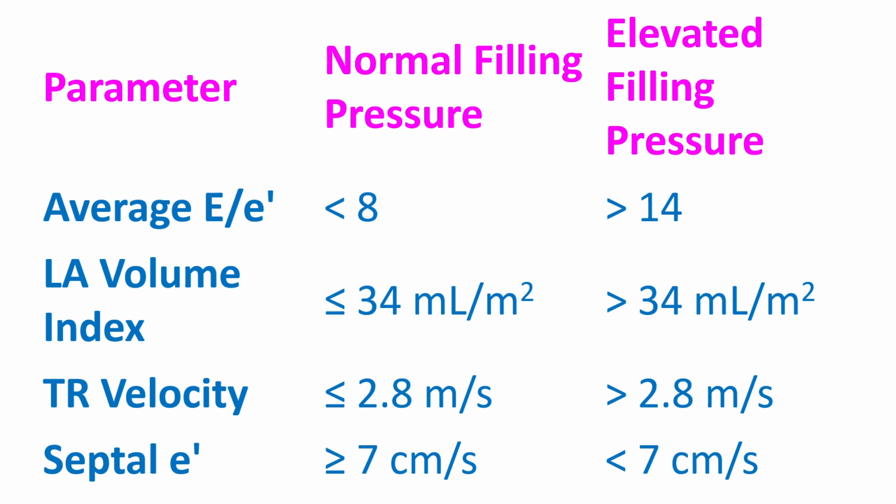TR velocity less than or equal to 2.8 meter per second is normal filling pressure, more than 2.8 meter per second, elevated filling pressure. Septal E prime more than or equal to 7 centimeter per second is normal filling pressure, less than 7 centimeter per second, elevated filling pressure.